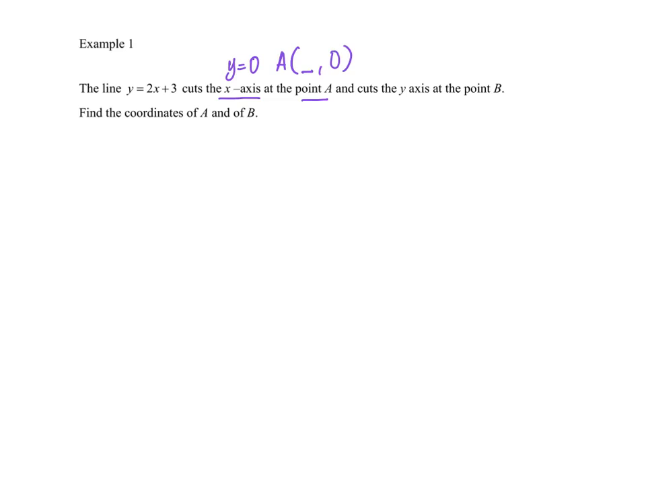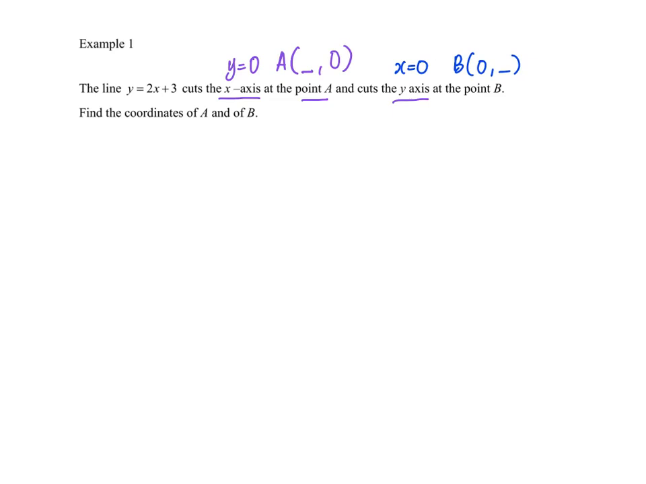And then it says that it cuts the y-axis. If it cuts the y-axis, what do you know? I will know that x is now equal to 0, and for the coordinates of B, the x is 0, but the y will have a particular value. So the question says, find the coordinates of A and of B.